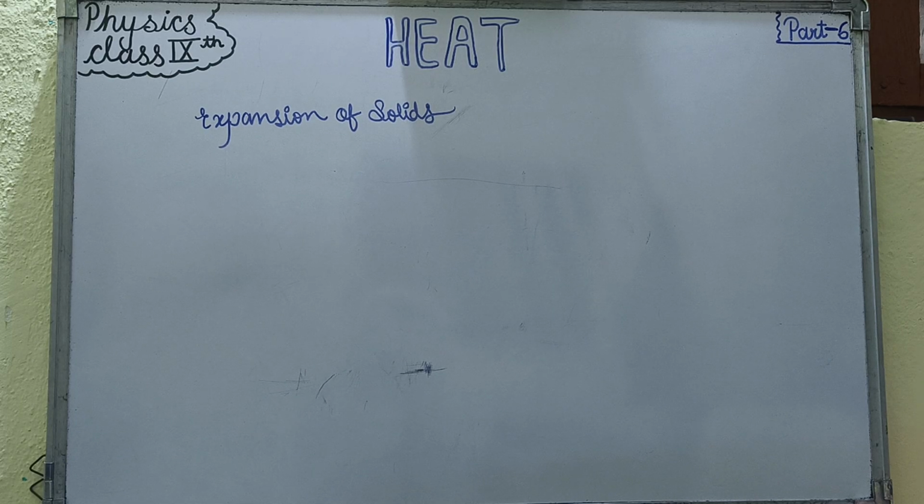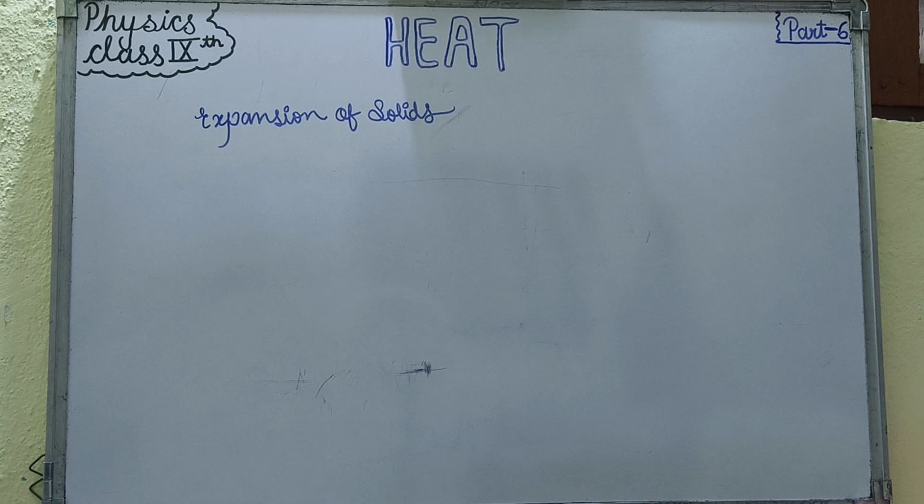Today we are going to learn Class 9th Physics Chapter Heat Part 6. In this part we are going to learn types of expansion of solids. As in previous part we have started with the topic expansion of solids.